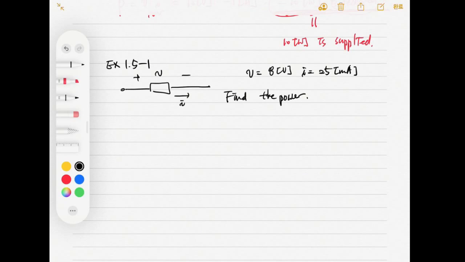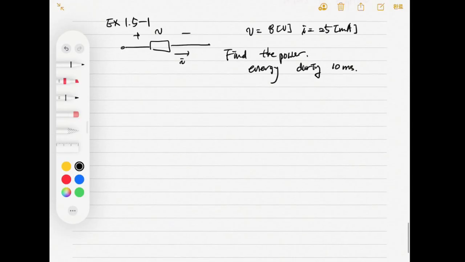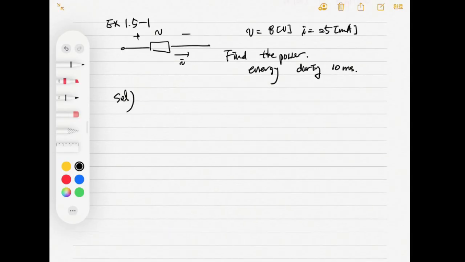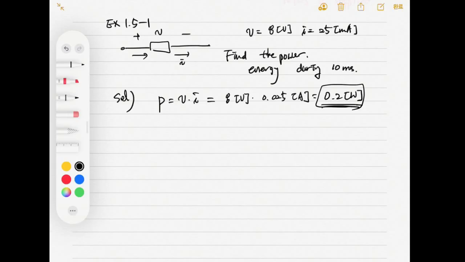Find the power and energy during 10 milliseconds. Can you solve this problem? The solution. What's the power? Power is voltage times current. So this is 8 volts and the current is 0.025 amps. So it will be 0.2 watt. Because the current has a positive value, this element received 0.2 watt.